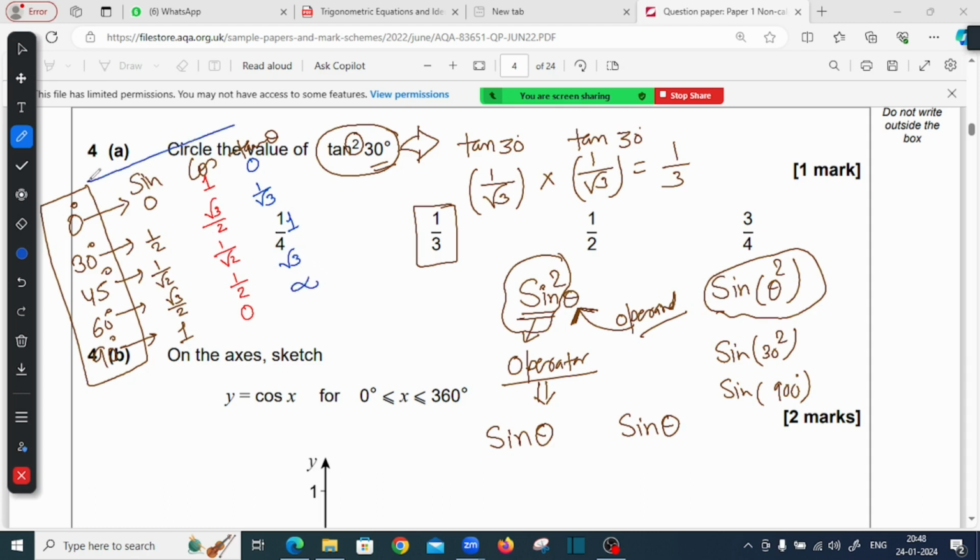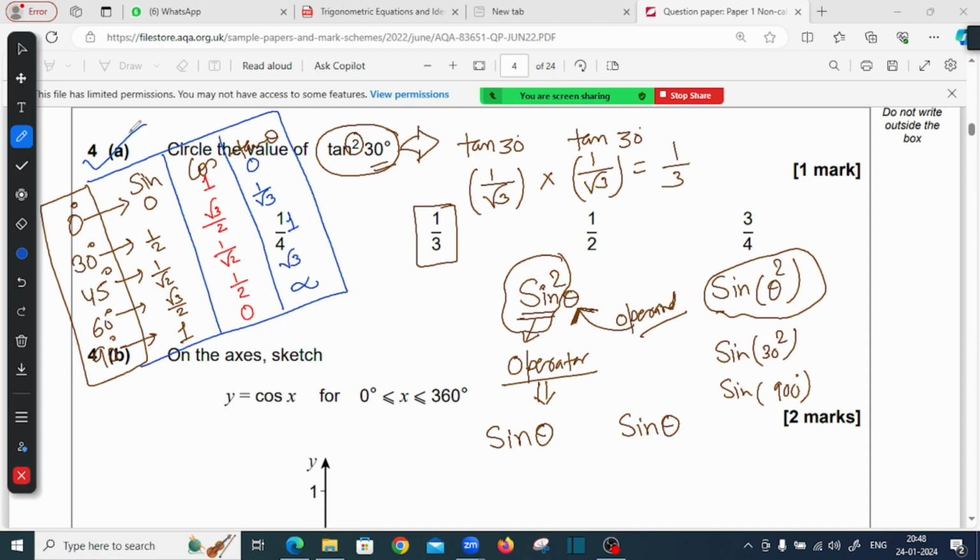I have already discussed how to remember these values. You should write these values since this is paper 1, and this question indicates that you should remember these values.